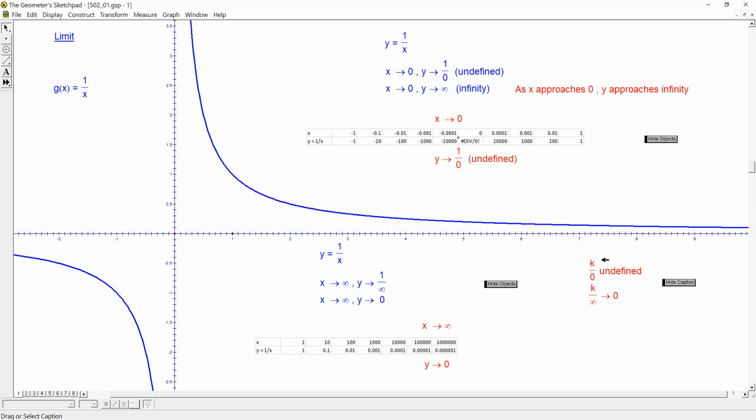Okay, now if you have a number divided by 0, then it's undefined. This number k can be anything, can be 0, can be 1, 2, 3, can be any number. As long as it is something divided by 0, it is undefined. And as long as you have k divided by a very big number, it will approach 0. Okay, right, next.